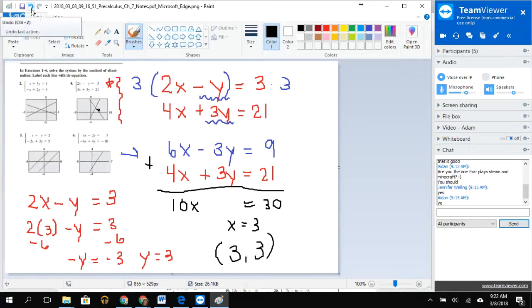And then, of course, the last step is to check. Yes, check your solution in both equations. And again, this could be formal. You could write out 2 times 3 minus 3. Does that equal 3? Yes, that does. 4 times 3, which is 12, plus 3 times 3, which is 9. Does 12 plus 9 equal 21? Yes, it does. Sometimes it needs to be formal. Sometimes it's just kind of a gut check.